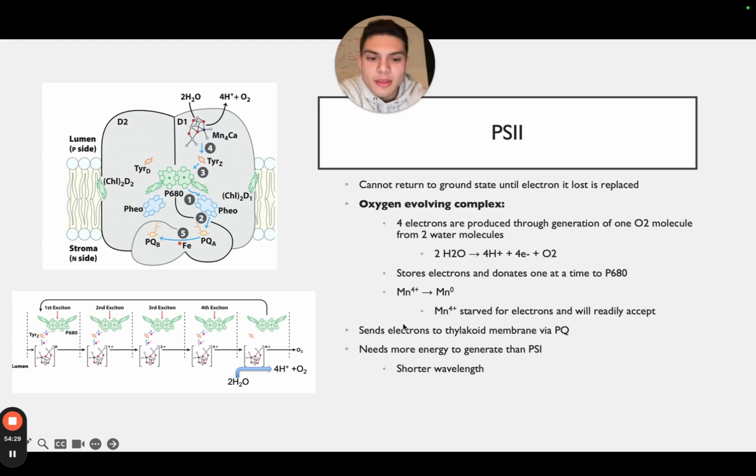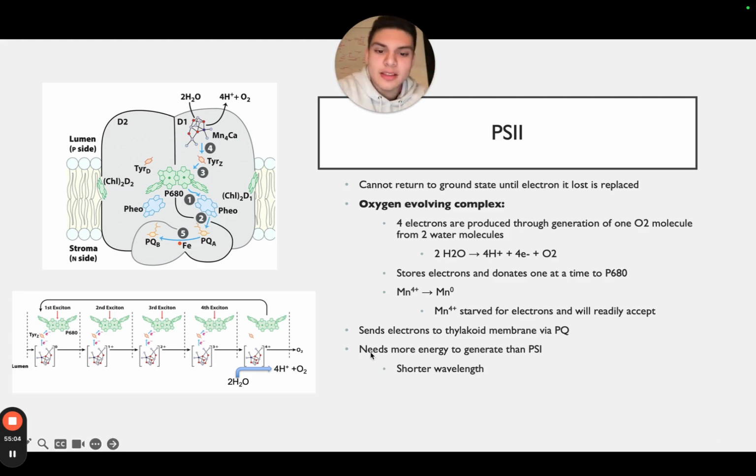But basically, what ends up happening is we're going to send the electrons to the thylakoid membrane via our plastoquinone. Plastoquinone acts very similarly to quinone, as in it'll stay in the thylakoid membrane. You know, it won't go into the matrix or in the cytosol or anything like that. Plastoquinone will remain in the thylakoid membrane, and it'll go straight to photosystem 1.